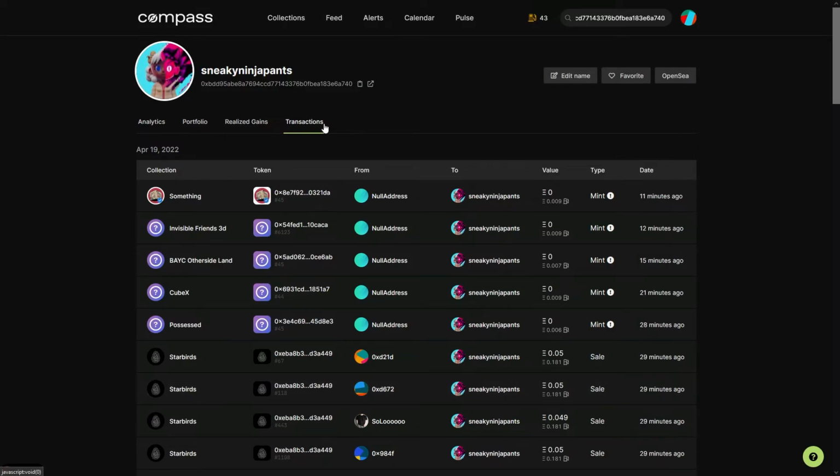So that is the transactions section within a wallet on Compass and how you can use it to benefit yourself. Hope you enjoyed.